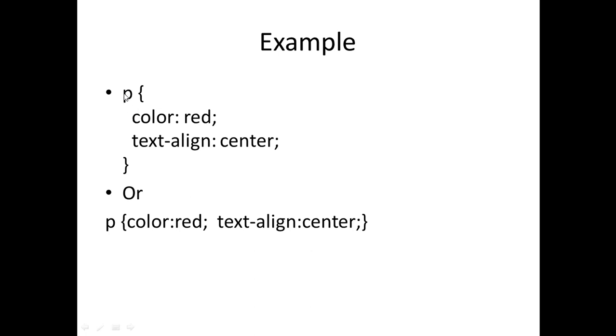Here, remember, this is an HTML element and it's P. This is the tag of paragraph. Now in CSS, you're telling the computer that every paragraph has to be what? The color has to be red, semicolon, and then the text-align has to be center, semicolon, then you close the curly bracket. Or you can write this exactly in one line: P space curly bracket color colon red semicolon space text dash align colon center semicolon, and then you close the curly bracket. Both have the same outcome.